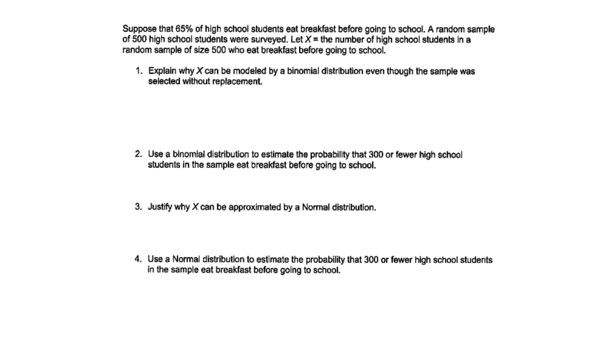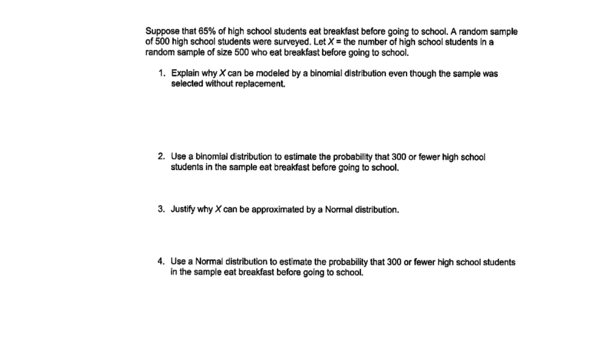All right, so suppose that 65% of high school students eat breakfast before going to school. A random sample of 500 high school students were surveyed. X equals the number of high school students in a random sample of size 500 who eat breakfast before going to school. Explain why X can be modeled by a binomial distribution, even though the sample was selected without replacement.